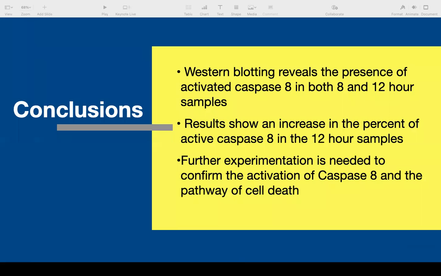In conclusion, these Western blots revealed a presence of activated caspase 8 in both the 8 and 12-hour samples. We saw an increase in the presence of activated caspase 8 in the 12-hour samples as compared to the 8-hour. However, further experimentation is needed to really confirm what we saw today.